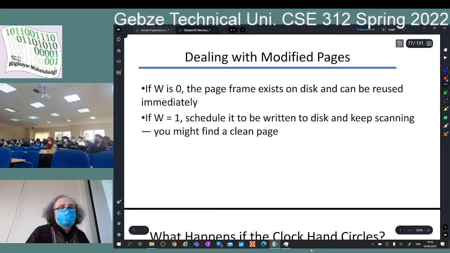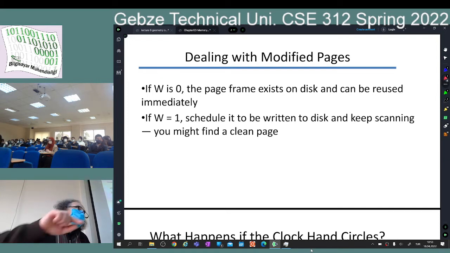Of course, if all the pages that are old enough are modified, then this circular linked list is going to be scanned from the back again, and I will have to wait until a page becomes available. That's a bad case, but I have no other choice.